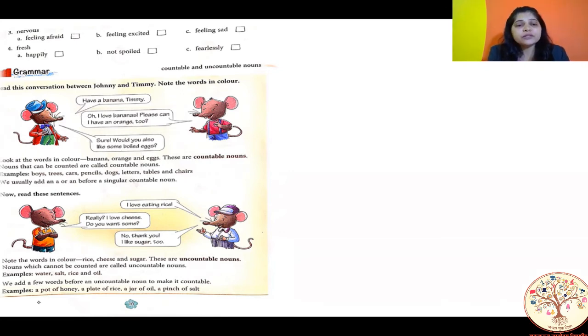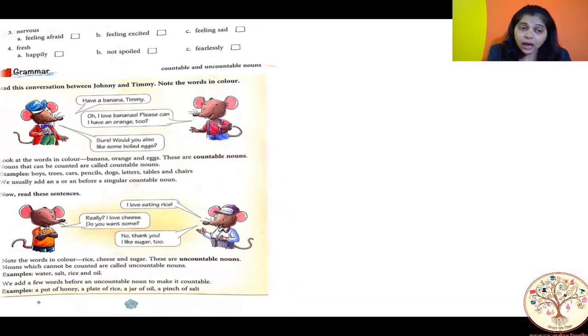Now here there's a discussion. Have a banana, Timmy. Oh, I love bananas. Please, can I have an orange too? Sure. Would you also like some boiled eggs? Look at the words in color. Banana, orange and eggs. These are countable nouns. Nouns that can be counted are called countable nouns. Example, boys, trees, cars, pencil, dogs, letters, tables and chairs.